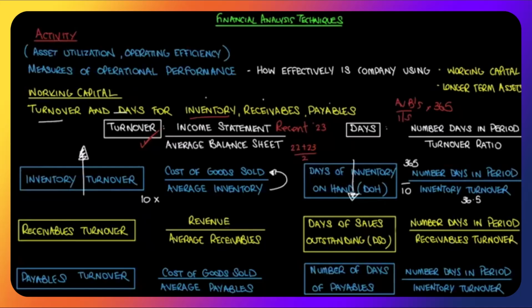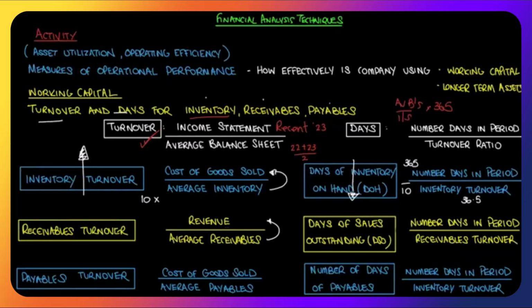Receivables turnover, income statement over average balance sheet. The relevant figure for receivables is revenue on the top from the income statements, and obviously average receivables on the bottom. This is telling you, on average, how many times do you collect your receivables during the year? Flip it over, 365 divided by that. How long does it take to collect from your customers? If your receivables turnover this time is 10, it means on average it takes 36.5 days to collect cash from your customers.